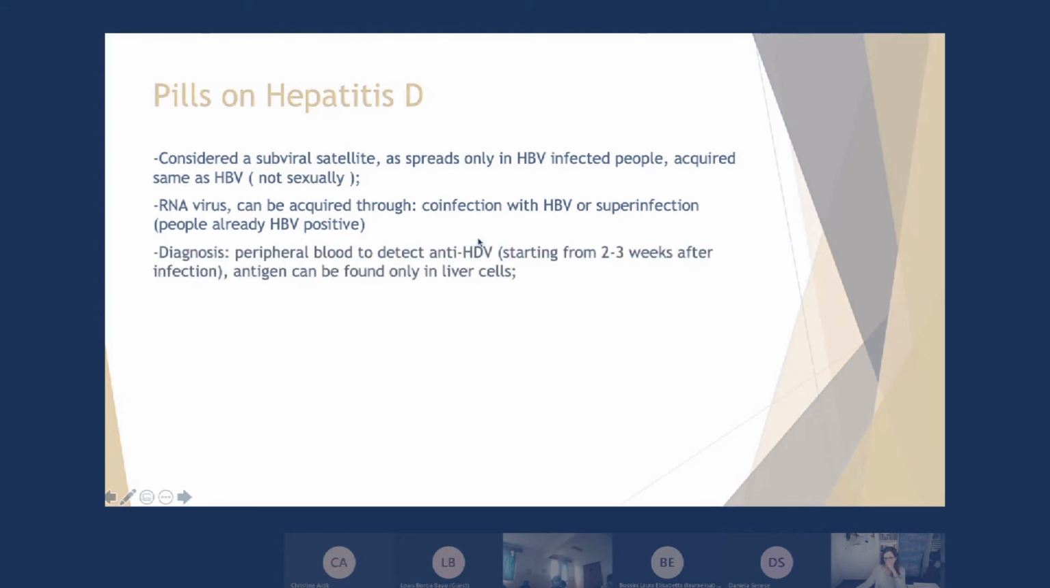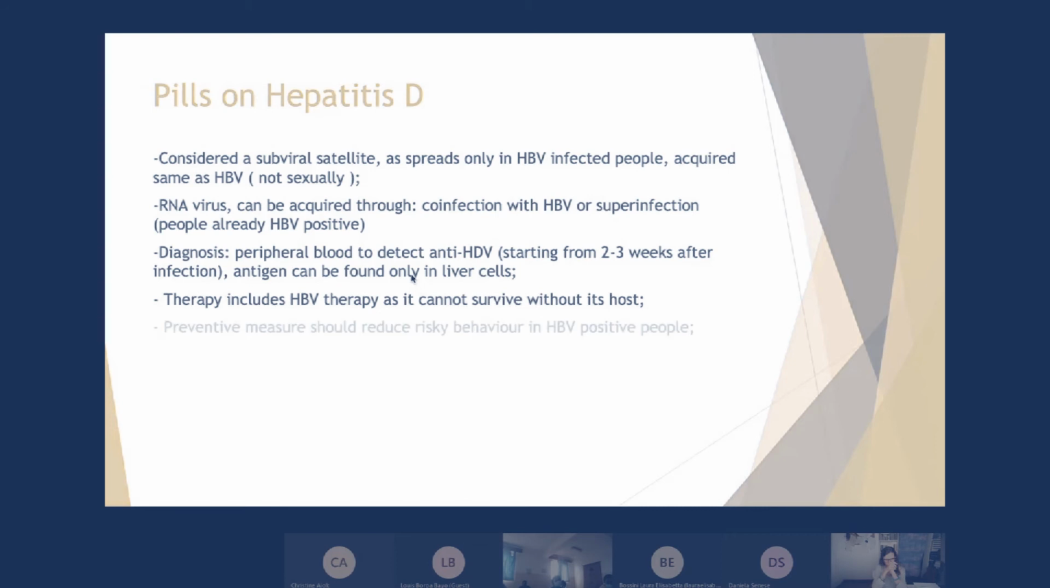The diagnosis could be done by detecting anti-HDV antibodies. We cannot search for the HBV antigen because it is only located in the liver cells. The therapy, of course, includes HBV therapy, because if HBV is suppressed, HDV cannot survive without its host. And also about prevention: prevention for HBV gives prevention for HDV.